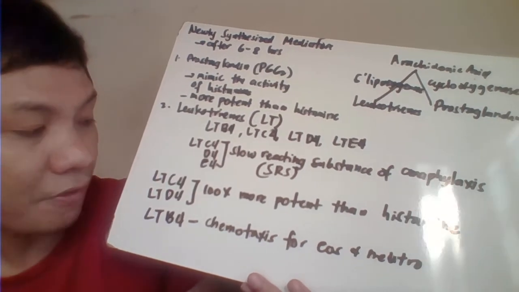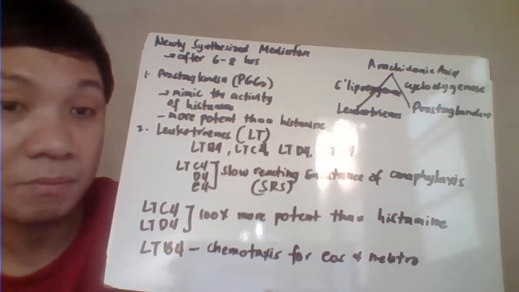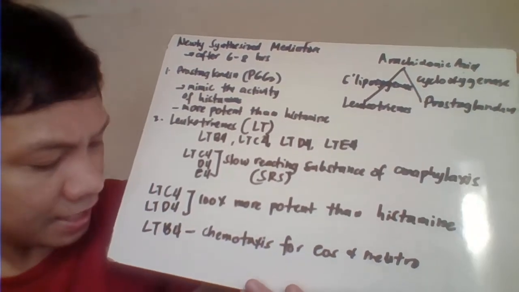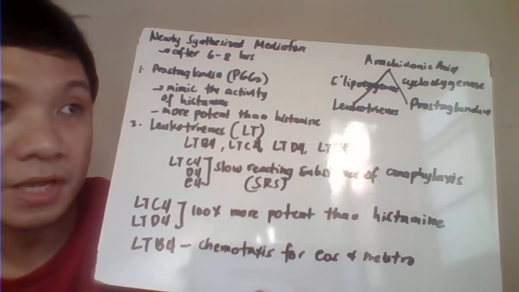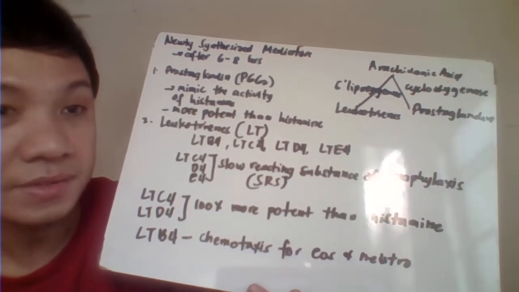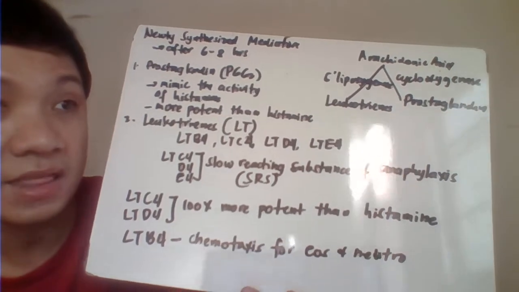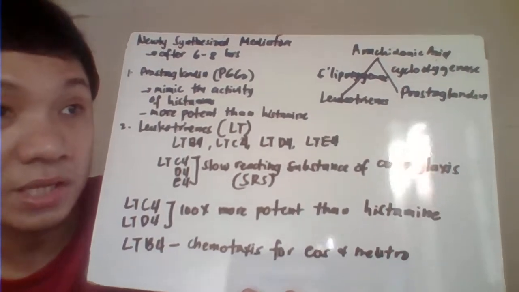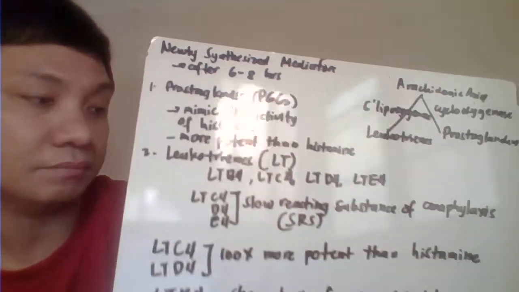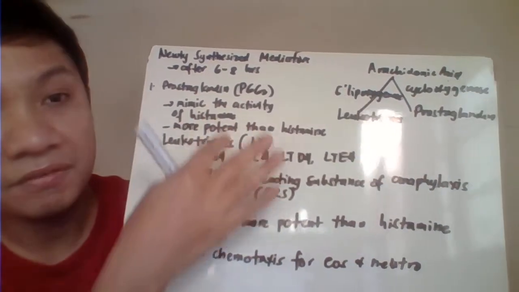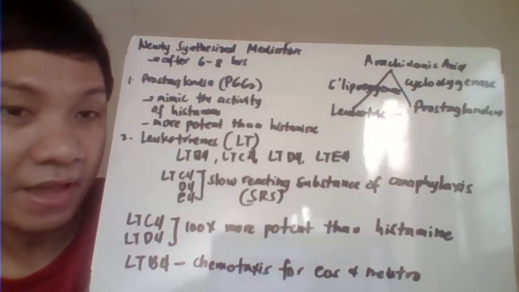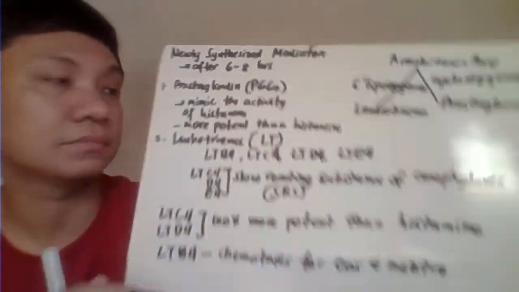Your leukotrienes C4 and D4 are considered to be 100 times more potent compared with your histamine in terms of effect. And your leukotriene B4 also induces chemotaxis of your granulocytes, including your eosinophil and your neutrophil, to the site of tissue injury or the site where you have your allergen or your pathogen. The overall effect of your prostaglandin and leukotrienes is to enhance the effect or the activity of your histamine.